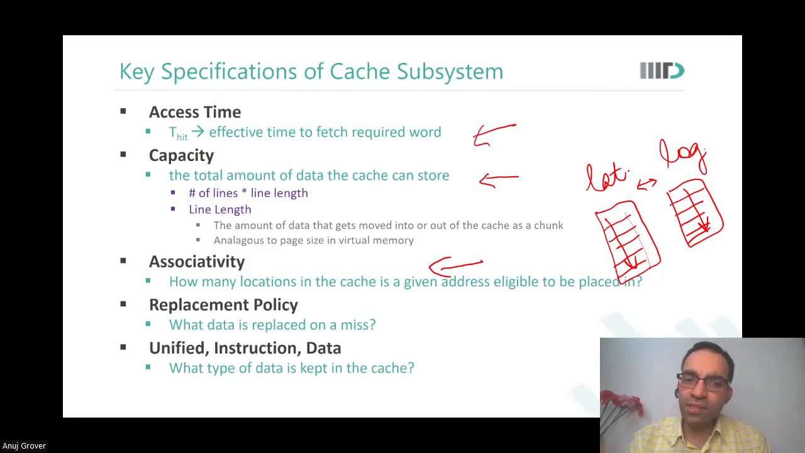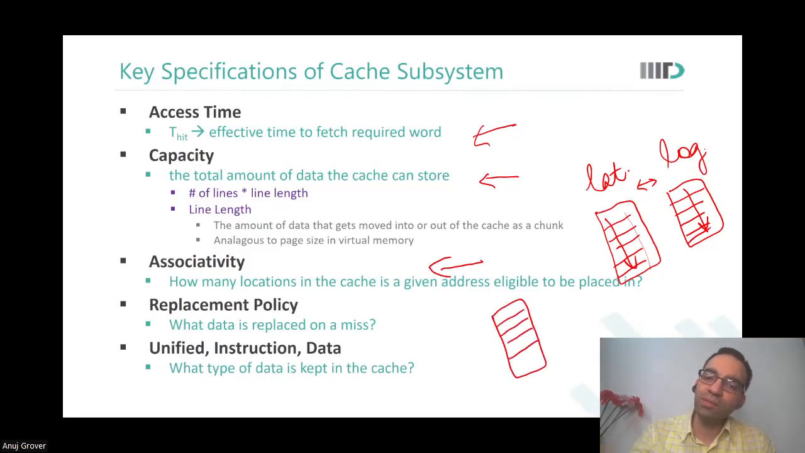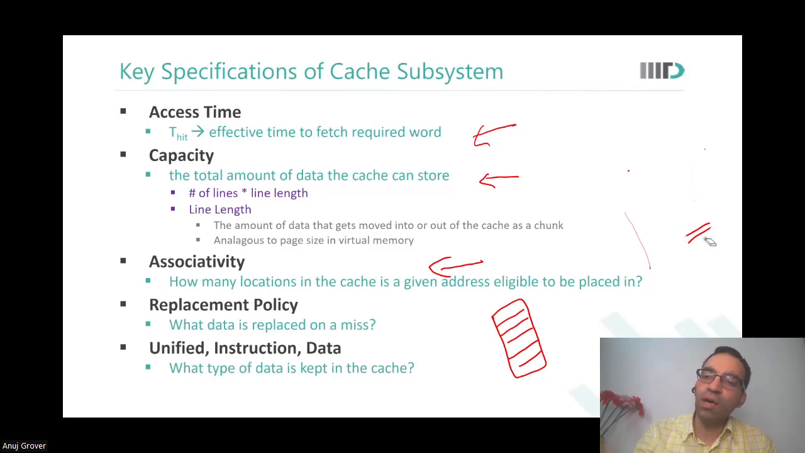Replacement policy, I think this is intuitive. Suppose my cache is full. Cache is a very small memory. Suppose it goes full and I want to store new data or run a new program, or you were watching a movie and its first sequence is complete. Now the second sequence needs to be loaded. Which part of the cache would you replace? That is another key specification for the cache subsystem. We will look into it in detail as to what kind of replacement policies exist.